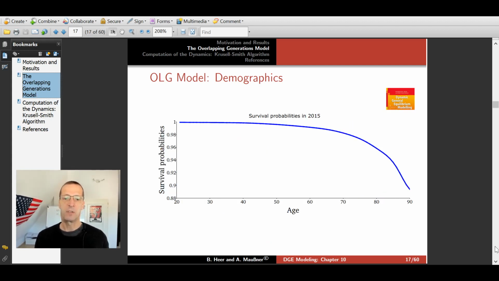The survival probabilities are taken from the United Nations. So here we have the survival probabilities in the year 2015 in the US as estimated by the United Nations. And as you can see, of course, the young people, they survive basically with probability 1. And if you get up to age 90, survival probabilities go down to something like 90%. And in the final period of life, age 90, well, their survival probability will go down to 0. They will not become 91 in our model. You can extend your model if you like and look at longer lifetime horizons, longer longevity. Please feel free to adapt our code.